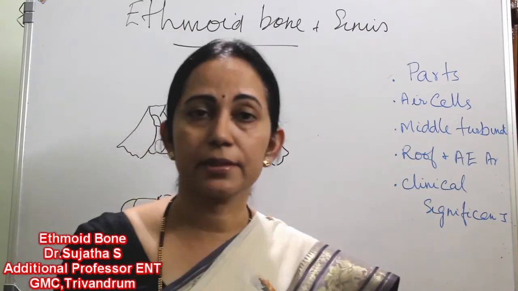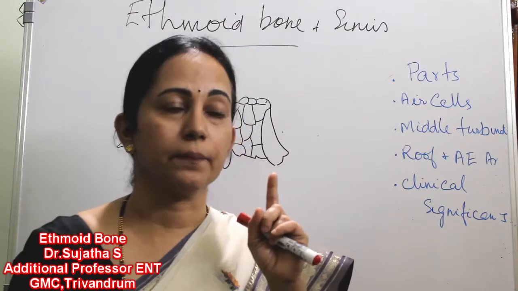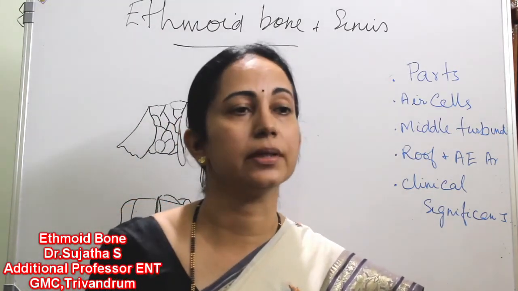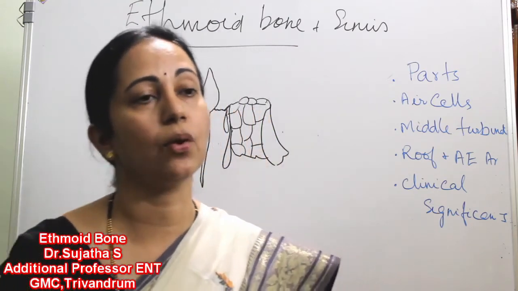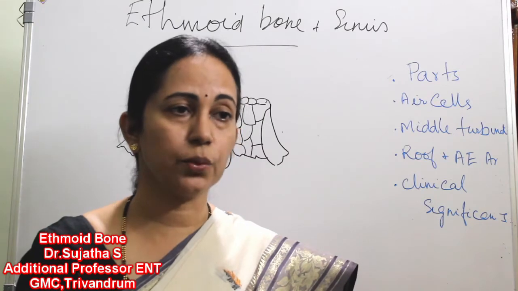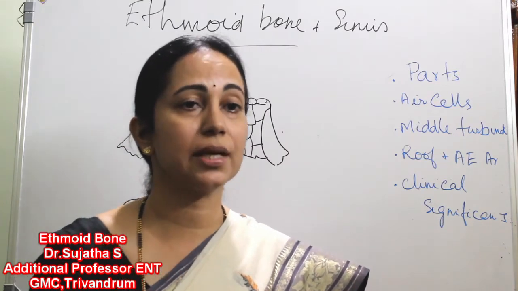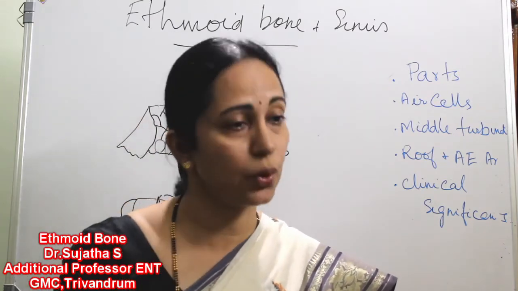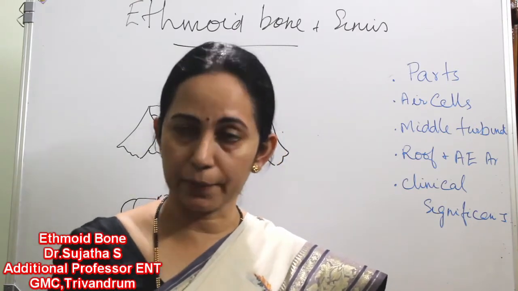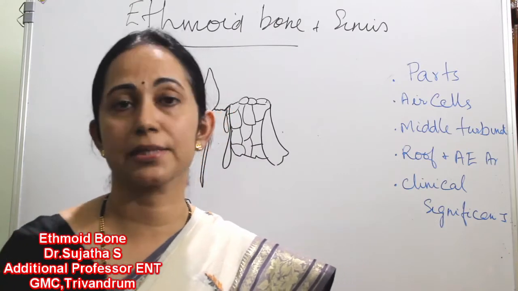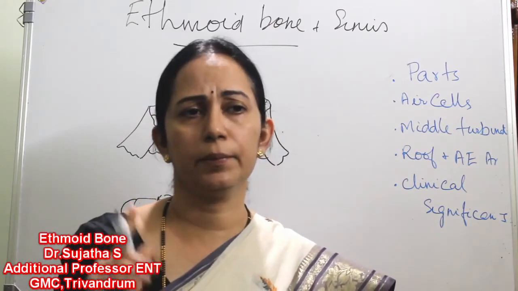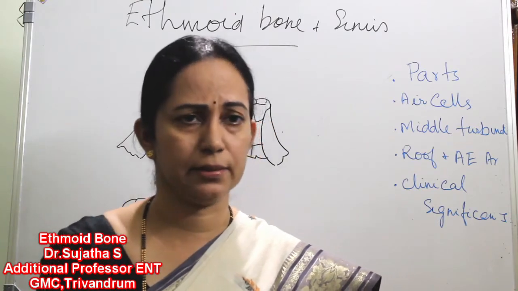I said it's a master controller because the frontal as well as the maxillary sinus depend upon the drainage or the normal anatomy of the ethmoid prechambers. Why? I already told in the class on frontal sinus, the frontal sinus drains into the frontal recess, which is a part of ethmoid bone. And the maxillary sinus drains into the ethmoid infundibulum. Remember our class on maxillary sinus.